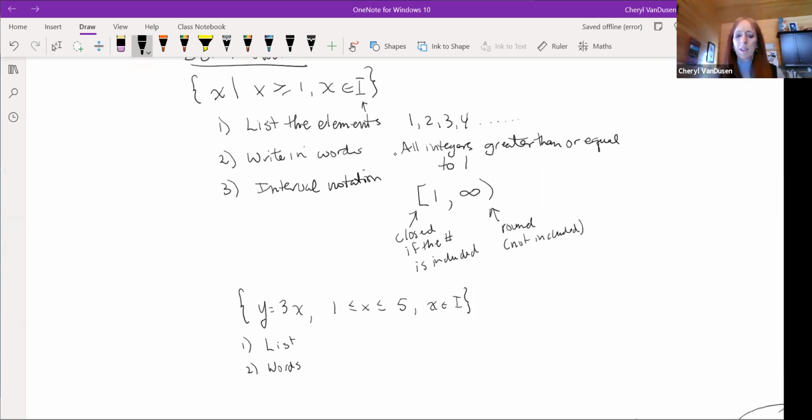Do you guys know what this is saying to do for us? Because see, we've got 2 letters. We've got a Y and we've got an X. It's a little bit different.